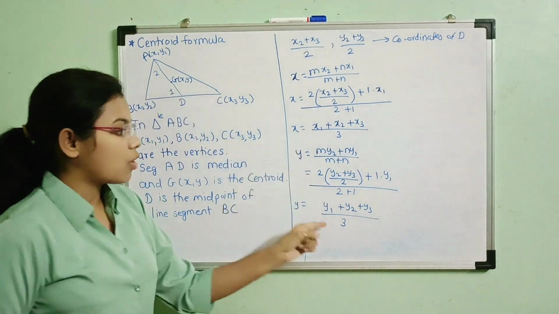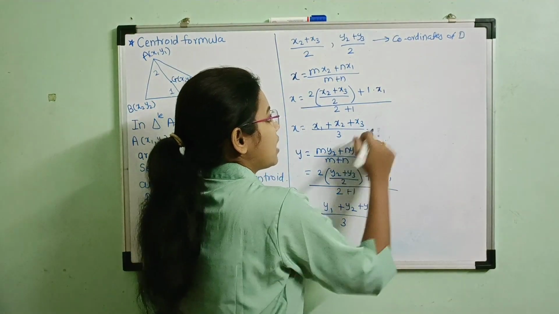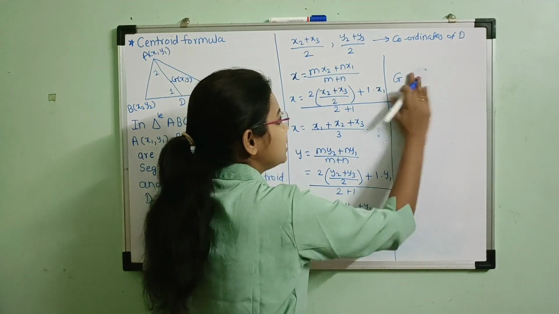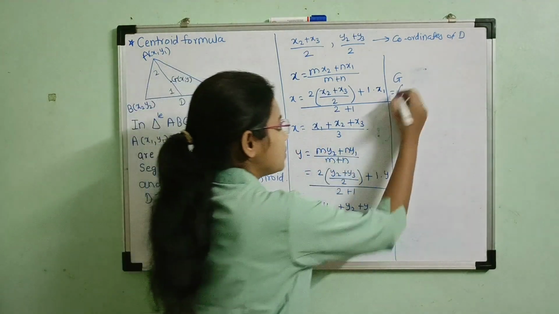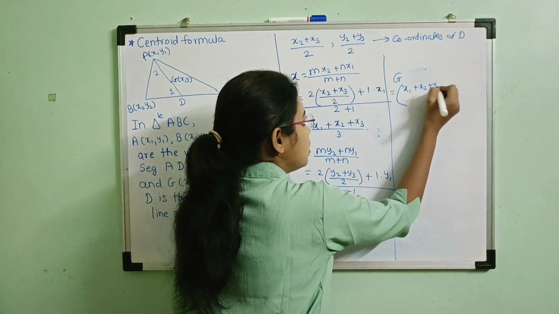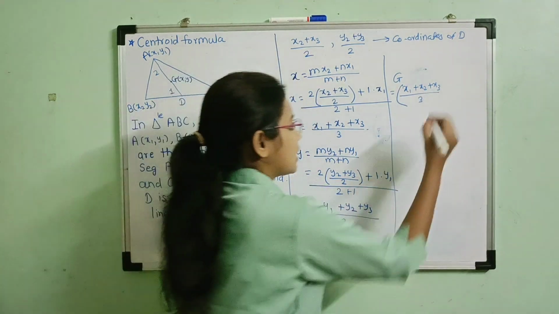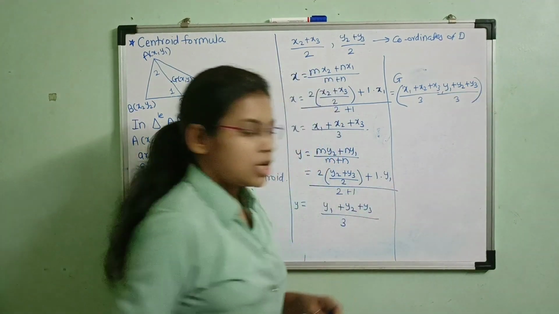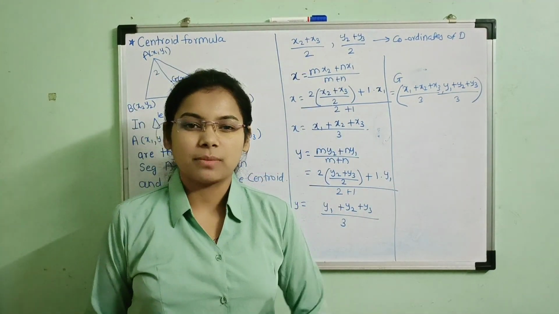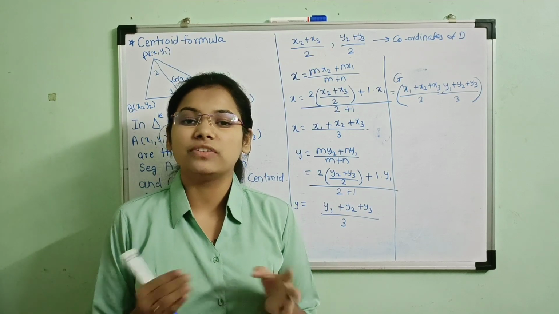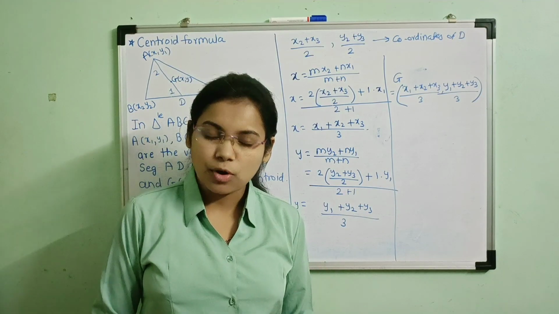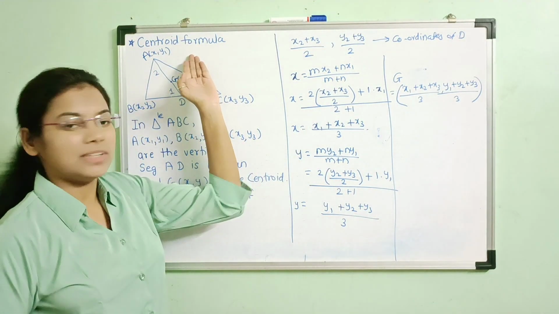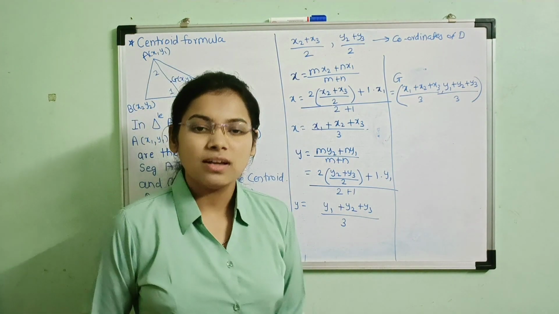Right? So what will be the coordinates of the centroid here? I am writing the coordinates of G. The first coordinate is x1 plus x2 plus x3 divided by 3, and the second coordinate will be y1 plus y2 plus y3 divided by 3. So today we have learned different concepts about how to divide a line segment. We have derived the section formula, then the special case, that is the midpoint formula, and last but not least we have derived the centroid formula.